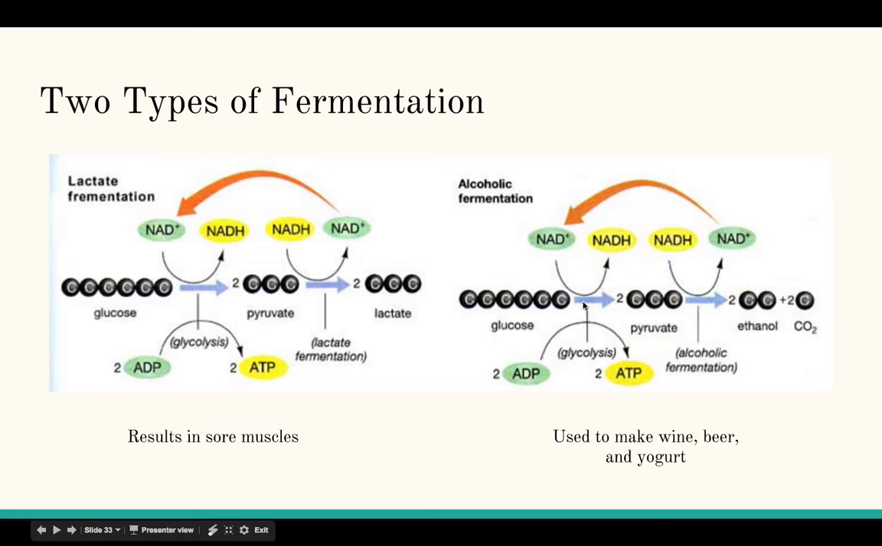So glycolysis is happening here, and then instead of pyruvate being taken into the Krebs cycle, it's produced using NADH into ethanol and carbon dioxide. And here, pyruvate is made into lactate or lactic acid rather than going into the Krebs cycle.